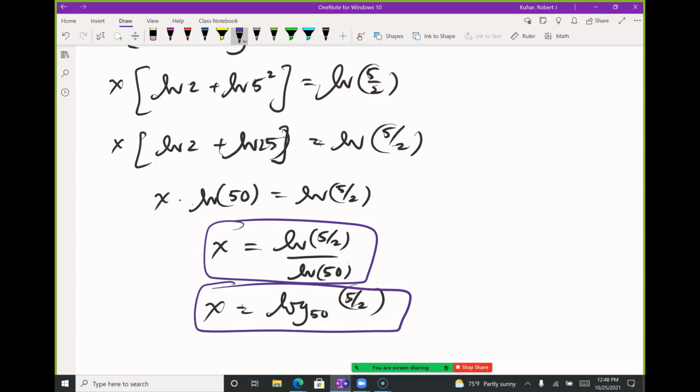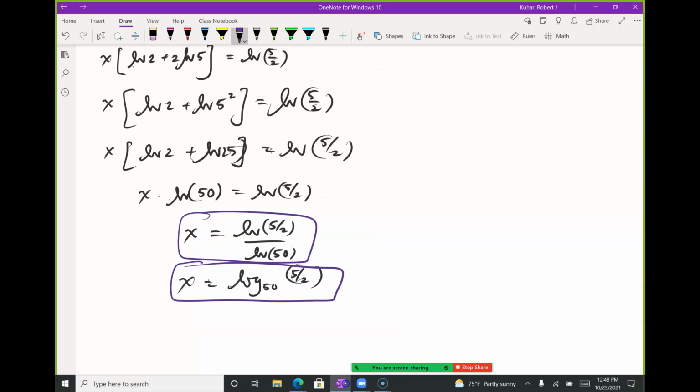So I like an exact answer with ln's, an exact answer with a single log, and then finally an approximate answer. And I'm going to use my ln version to get the approximate answer, right? ln of 5 halves divided by ln of 50. 0.23422422698. x is approximately 0.2.